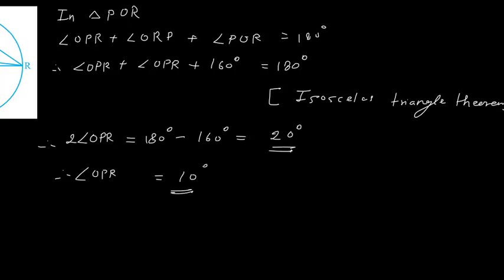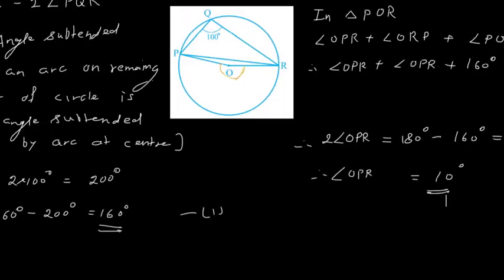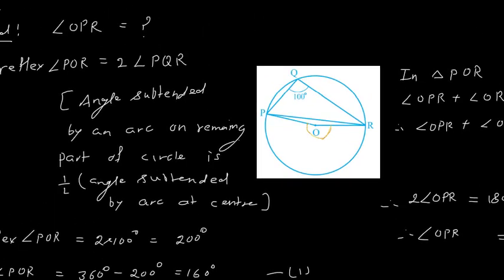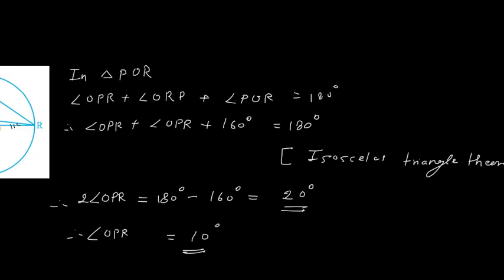Now here, side OP and side OR, they are equal, so their opposite angles are also equal. So therefore I have written angle OPR and ORP as same. So I have replaced this angle ORP with angle OPR because their values are same, and this is what their value is. Angle OPR is 10 degree.